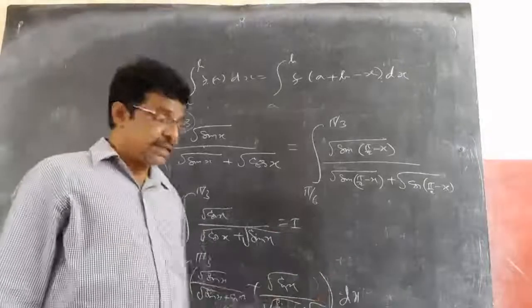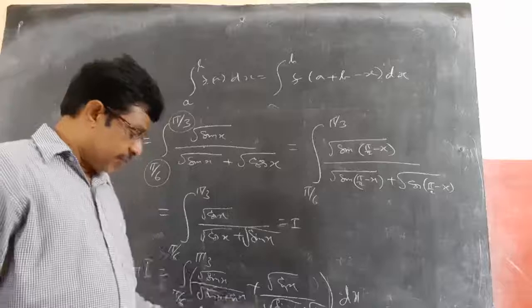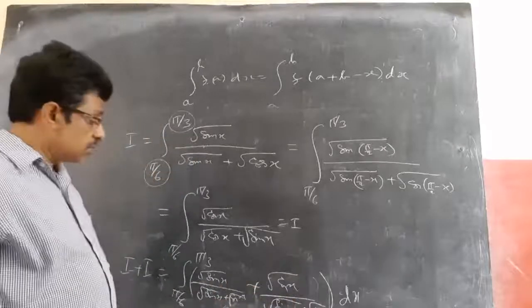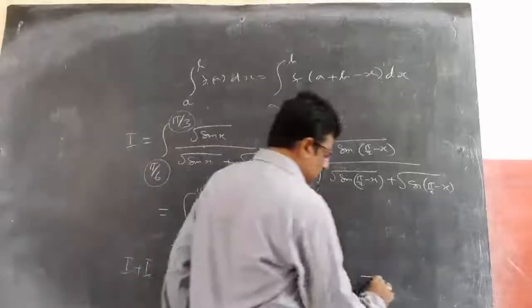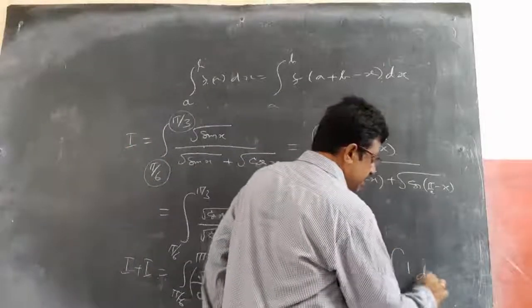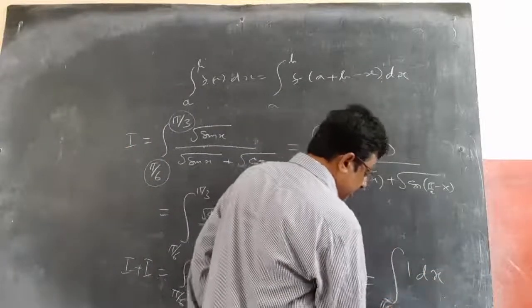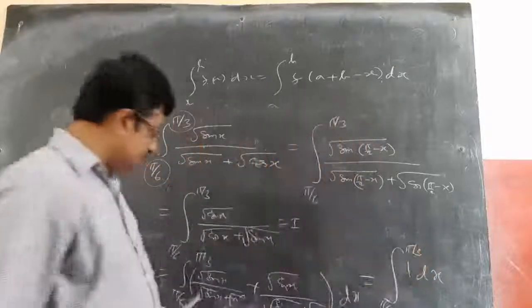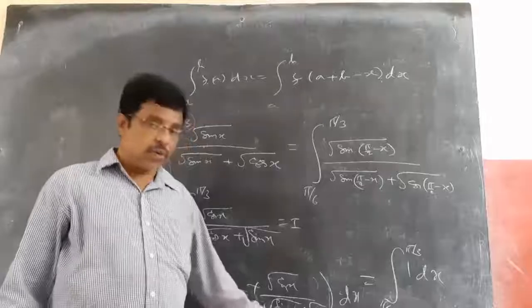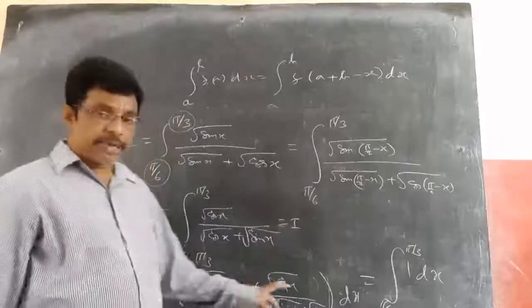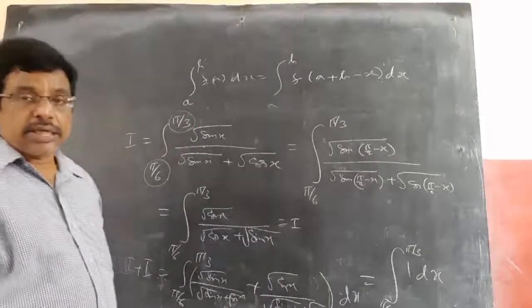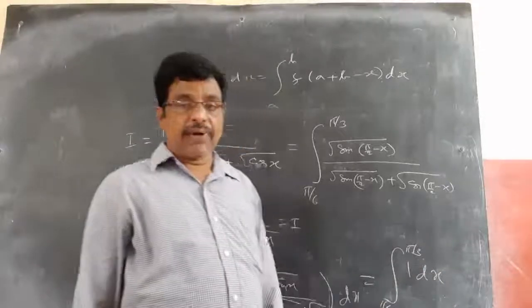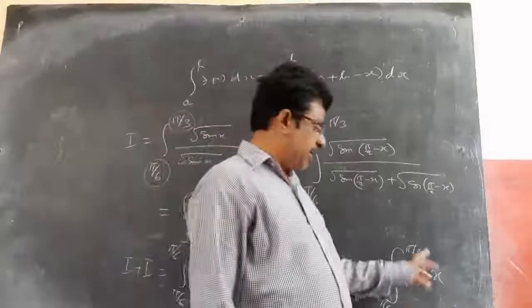So this is dx. Now both of them have the same denominator, root sin x plus root cos x, so the numerator also becomes root sin x plus root cos x. So it gets cancelled and becomes integral of 1 dx between the limits pi by 6 to pi by 3.